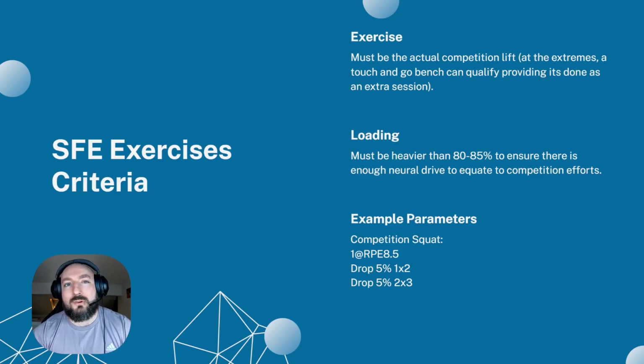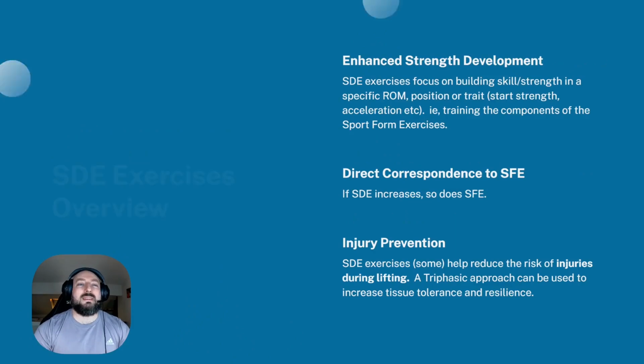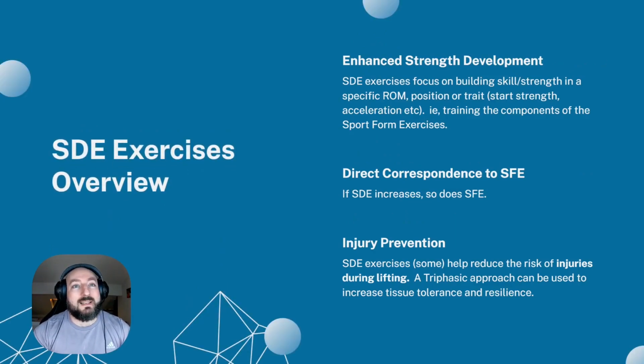Moving on from sport form exercise is what I deem the most important and the most effective, specialized development exercises, or SDE. The easiest way to describe SDE is part of all of the competition lifts, the SFE, but done or modified in a way to address a certain weakness, ROM or position. A perfect example of that would be a paused squat.